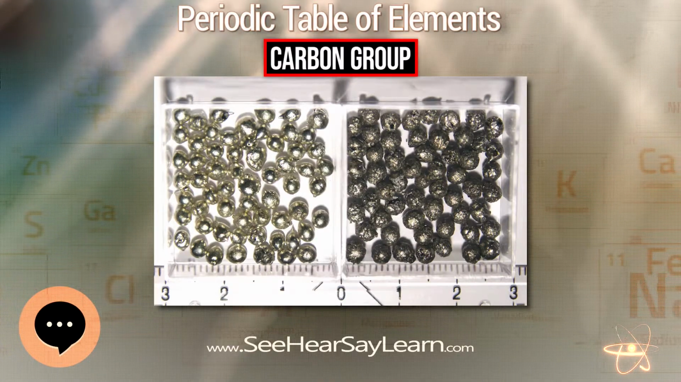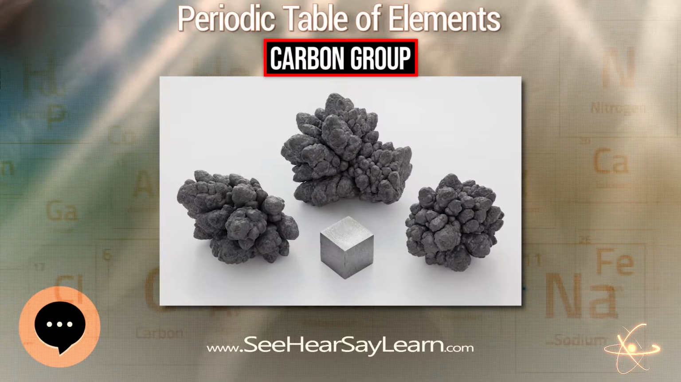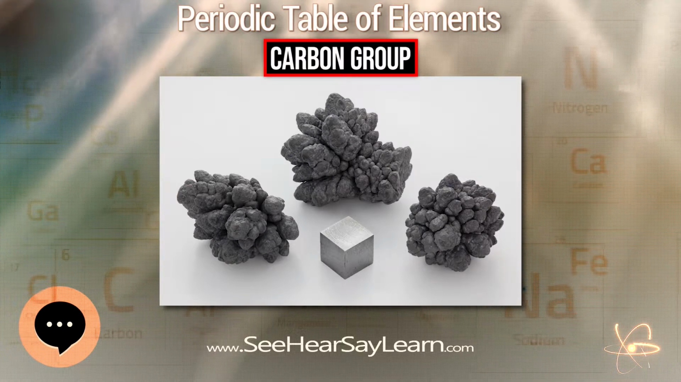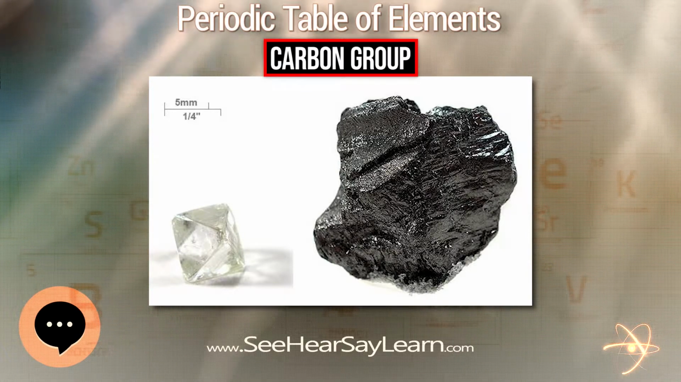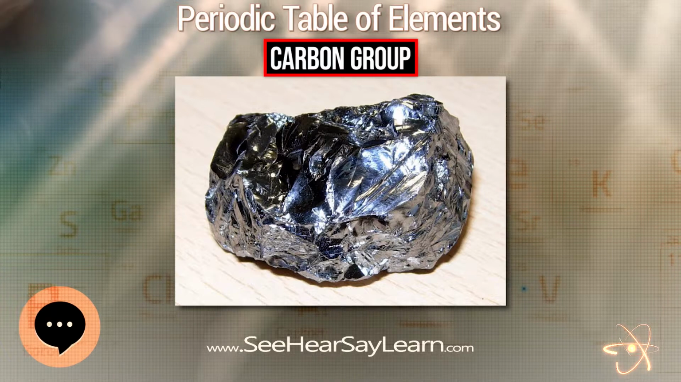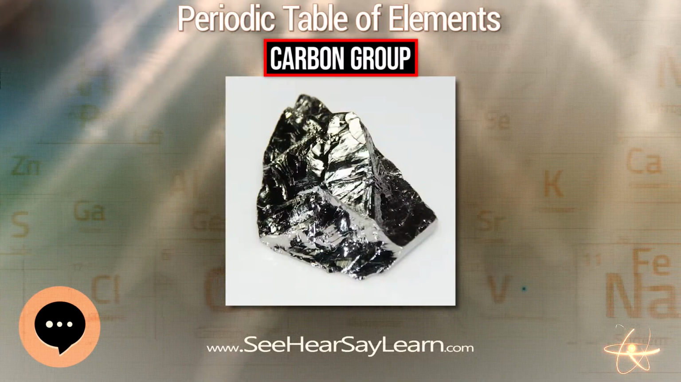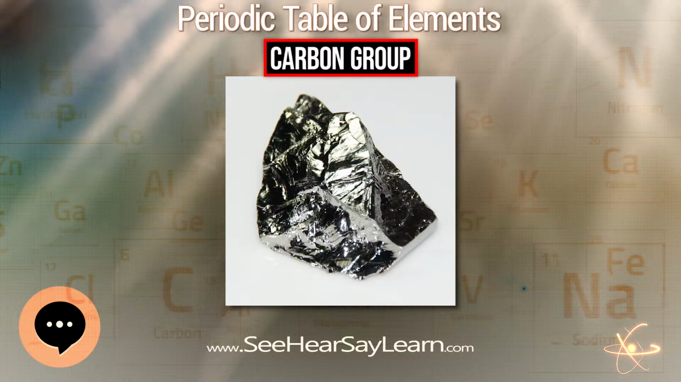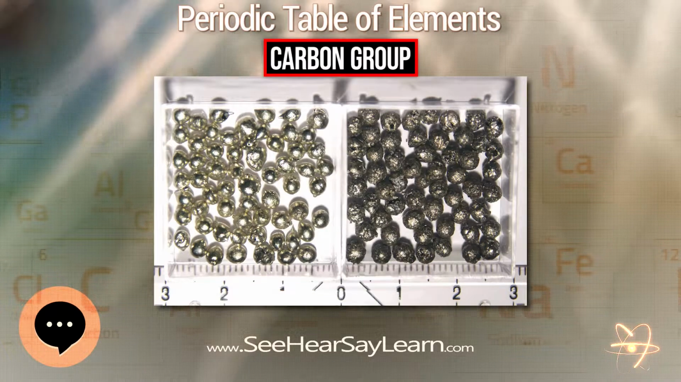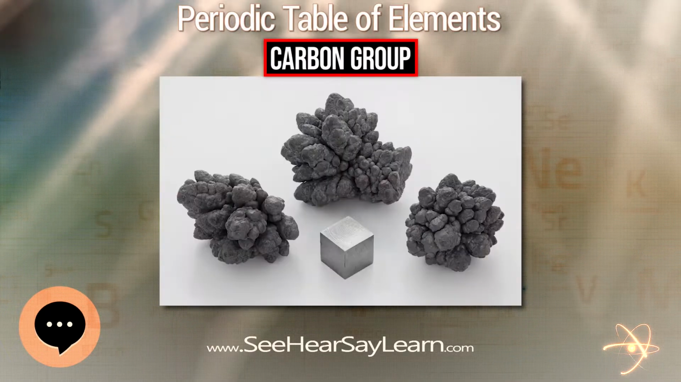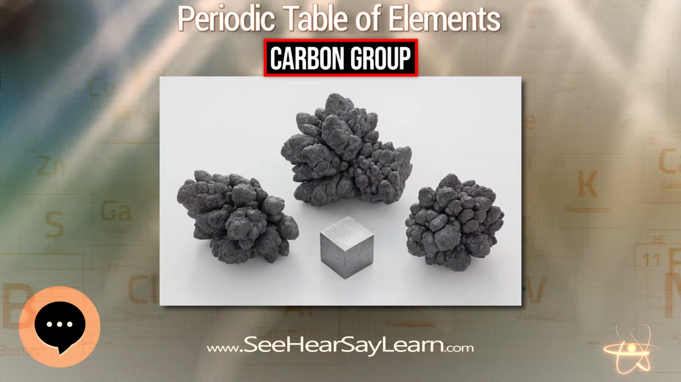The boiling points of the carbon group tend to get lower with the heavier elements. Carbon, the lightest carbon group element, sublimates at 3825 degrees C. Silicon's boiling point is 3265 degrees C, germanium's is 2833 degrees C, tin's is 2602 degrees C, and lead's is 1749 degrees C. The melting points of the carbon group elements have roughly the same trend as their boiling points.